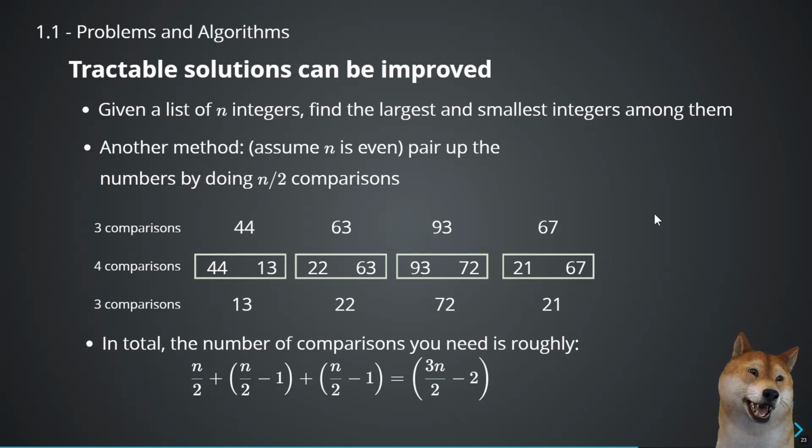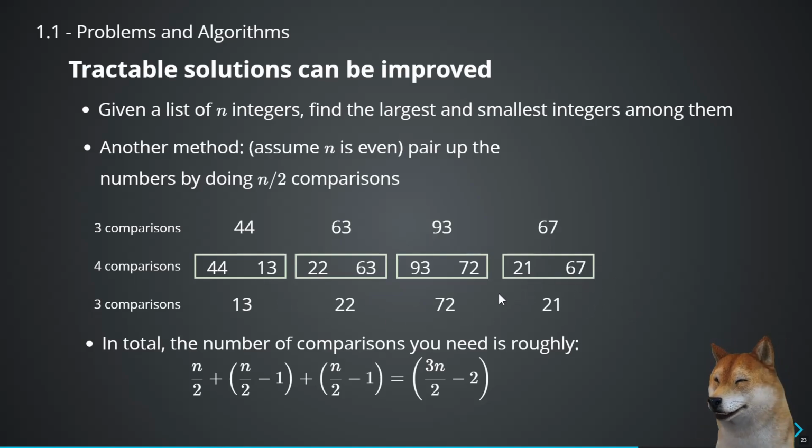Okay. So for simplicity, I'm just going to assume n is even. All right. I'm going to pair up the numbers. So here's the array again. I'm going to pair them up. Now, once I pair them up, I'm going to take the largest and put it on the top here. So 44, 63, 93, 67. And I'm going to take the smallest elements and put them at the bottom.